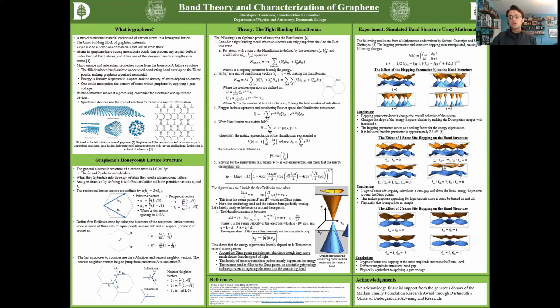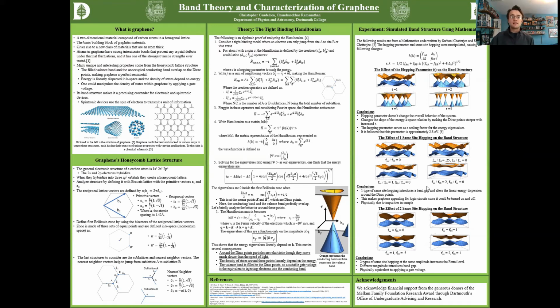The next parameter we introduce and change is allowing for one type of same-site hopping, meaning now we can jump from A to A or from B to B, but not both. When we allow for this, we introduce a band gap between the valence band and the conducting band, which makes graphene more appealing for logic circuits, since with this band gap, graphene can be turned on and off, whereas without the band gap, graphene can only be on when a current's going through it.